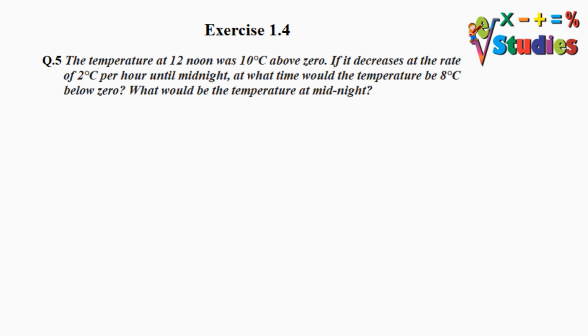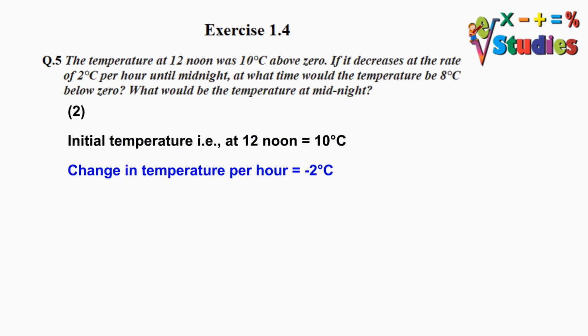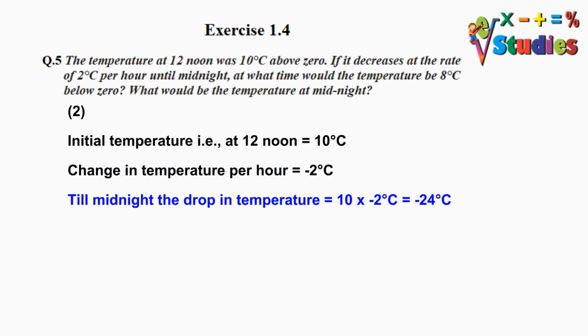In the second part of the question, we have to find out what the temperature would be at 12 o'clock midnight. So here we have been given the initial temperature of 10 degrees Celsius at 12 o'clock in the afternoon. So from the afternoon at 12 o'clock till midnight we have 12 hours, and the temperature drops by 2 degrees per hour. So after 12 hours the temperature will drop by 24 degrees. So here we have 12 multiplied by negative 2, which gives us minus 24.